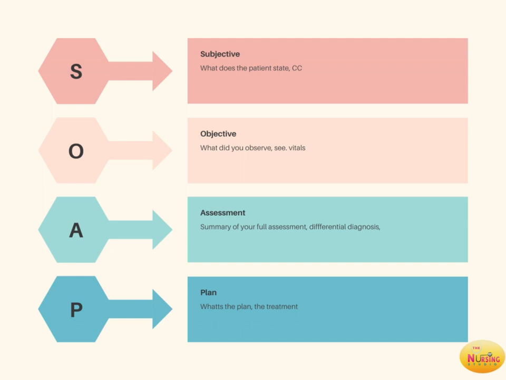A for assessment, I tell you, it's basically a summary of everything that you have assessed and analyzed and what have you come to at this point and what differential diagnosis have you come to. Put all that here and then plan. What is your plan, Stan? Like, what's the plan? What's your treatment, right? So let's get into each one of these acronyms based upon the scenario I just read.